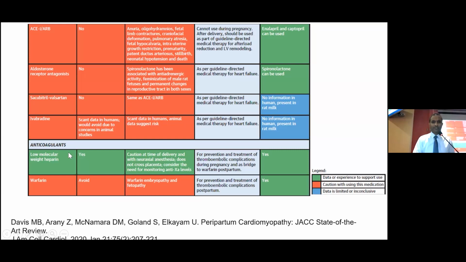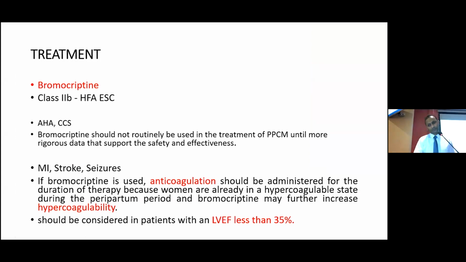And low molecular weight heparin, which you can give after pregnancy or in the second trimester. Or you can give warfarin if the dose is 5 milligrams, you need it in the first trimester. Other conditions are also there. What are the treatment options? You can give bromocriptine, which is a class 2B recommendation from the ESC guideline.